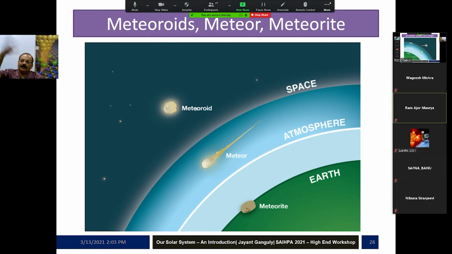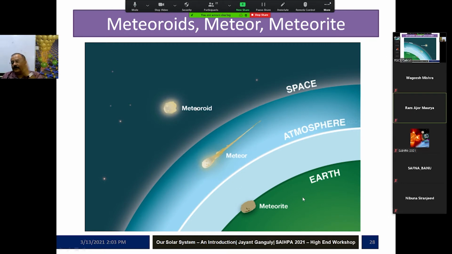As the particles are in space, they are actually called meteoroids. When they come in contact with the Earth's atmosphere and get heated up, they ultimately light up, and we see something. We will show you that it seems like a streak of light, as it is shown here. We see some streak of light.